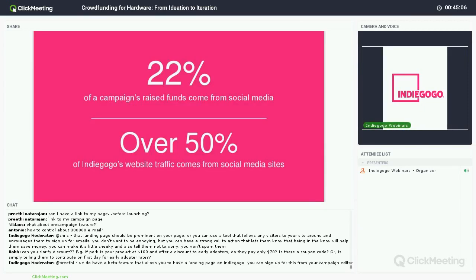So social media is another method of raising funds. 22% of a campaign's raised funds come from social media, and over 50% of Indiegogo's website traffic comes from social media sites. So, you want to make sure you're also paying attention to social media.